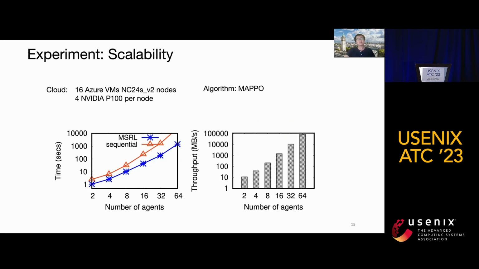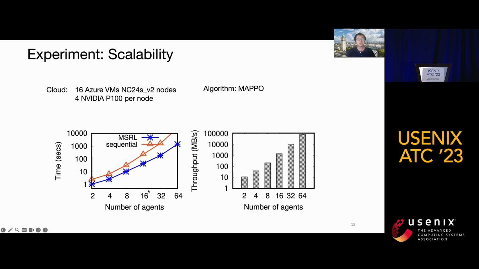So next, we study the scalability of MSRL. In this experiment, we use a 16-node cloud cluster, and each node in this cluster has 4 NVIDIA P100 GPUs. The algorithm we use here is the MAPPO algorithm. In this experiment, we compare MSRL with its sequential baseline. For MSRL, we assign each agent to a GPU, and so by increasing the number of agents, we also increase the number of GPUs used in MSRL.